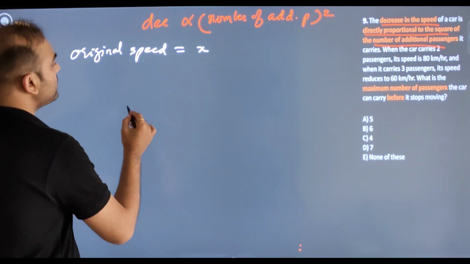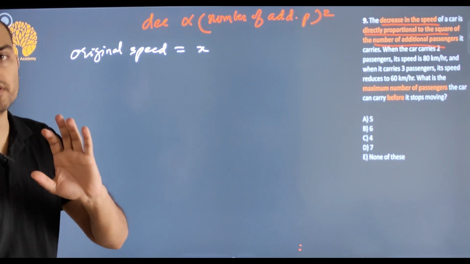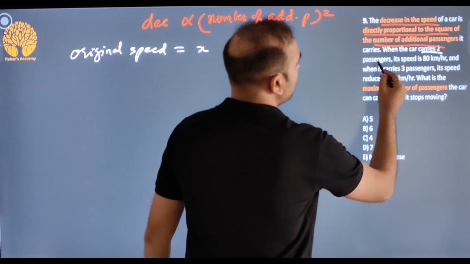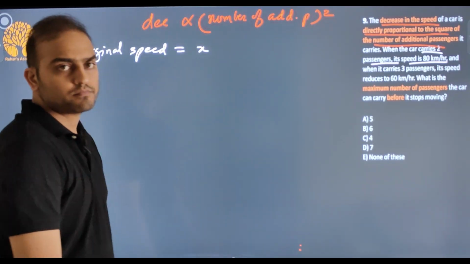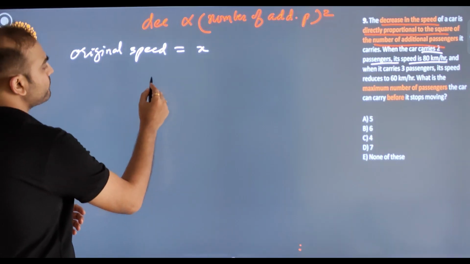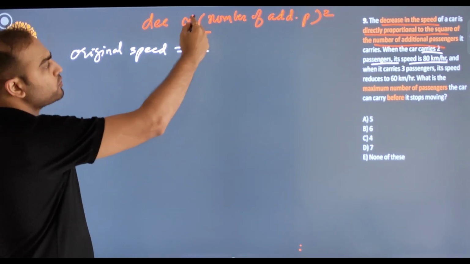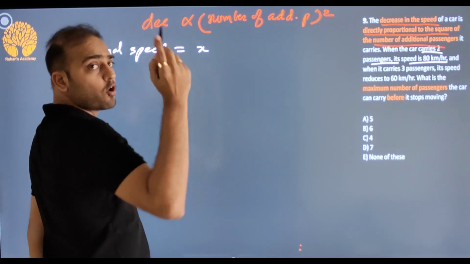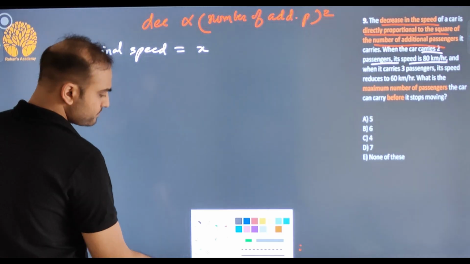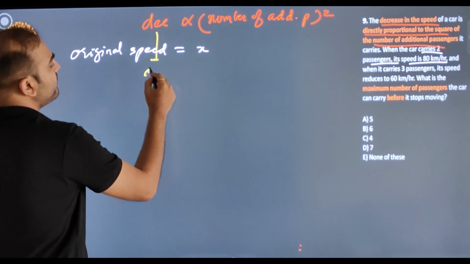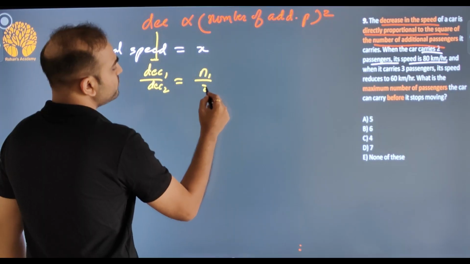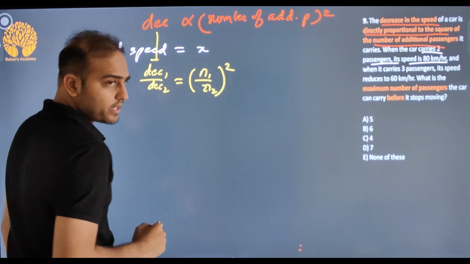Now what happens? What will be the decrease? x minus whatever the value is decreasing. Now it says when the car carries 2 passengers, the speed is 80. So the car speed has decreased to 80. So what is the decrease? Now you can apply decrease is equal to k into n square. Or else, as I told you, you can use ratios also. So if you use the ratio method, then decrease 1 by decrease 2 is number of passengers 1 by number of passengers 2 whole square.